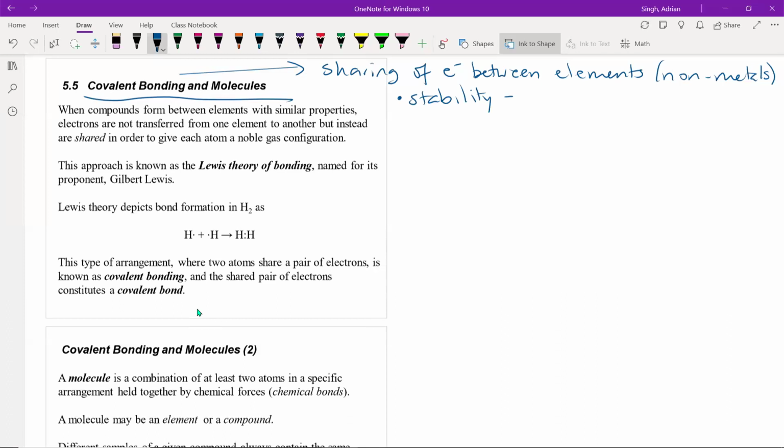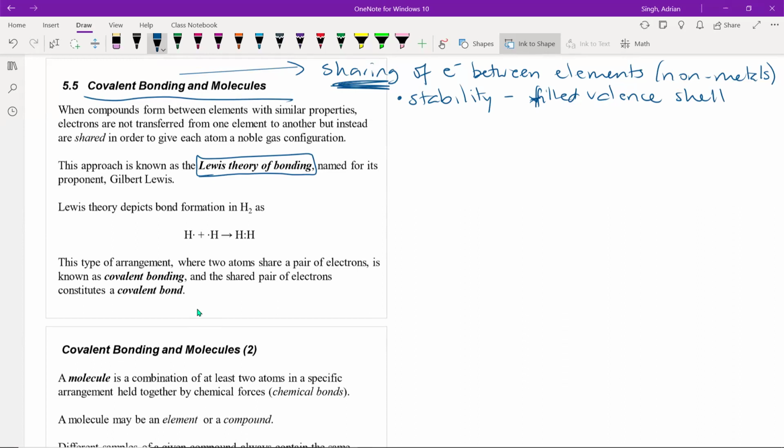Okay, in order to become more stable, they want to have their valence shell filled. So filled valence shell, just like the nearest noble gas. And this type of bonding can accomplish that by sharing electrons rather than transferring electrons. This type of bonding, covalent bonding, is sometimes referred to as the Lewis theory of bonding, named after Gilbert Lewis. We talked about Lewis dot symbols before. This all ties into that whole theory of bonding.